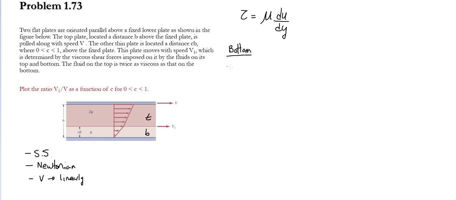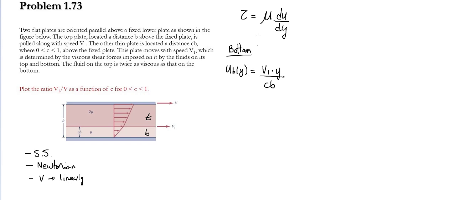We do a little bit of algebra using linear relationships. We find that the velocity at the bottom as a function of y is v1 times y divided by the distance cb. Once again, if we substitute y equal to 0, the velocity will give us 0. If y is cb, the velocity will be v1.